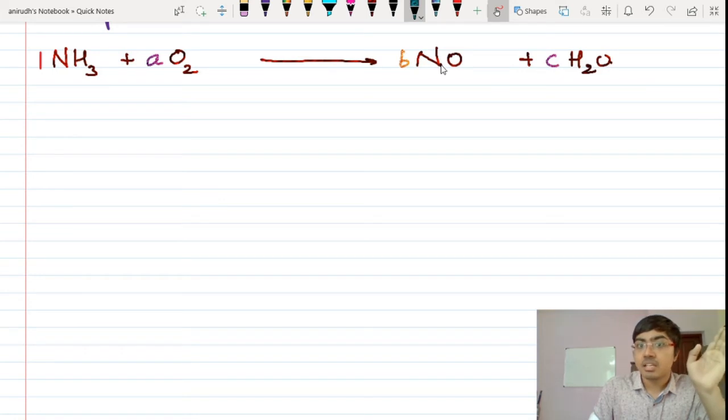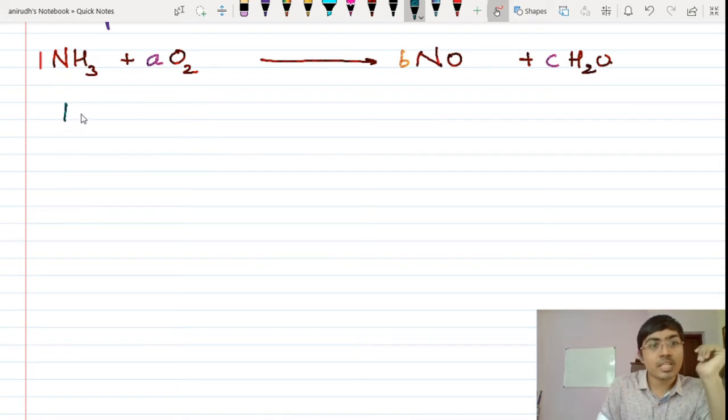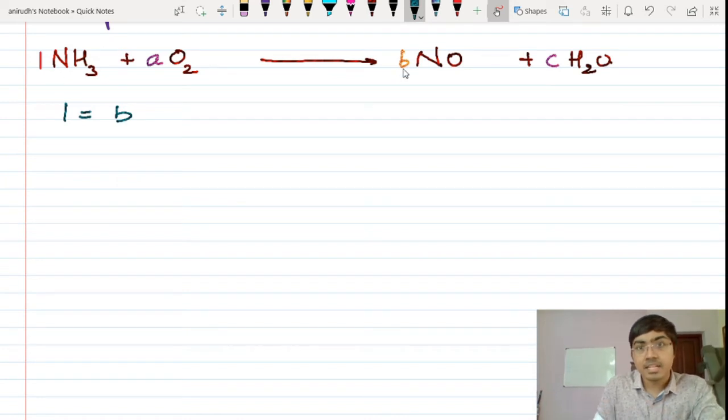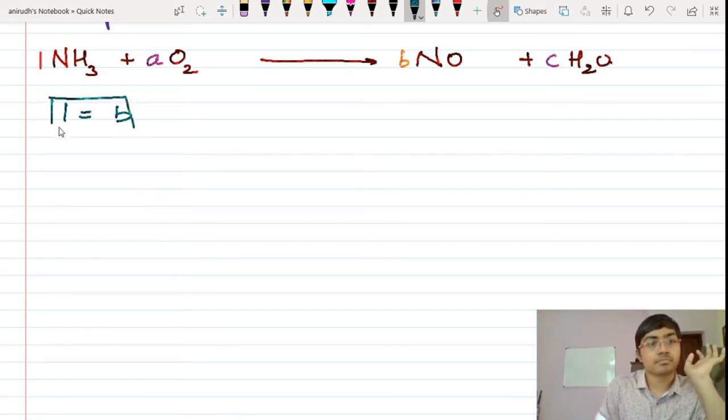The number of nitrogen atoms in B molecules of nitric oxide will be B. So I will simply equate both of them. So 1 is equal to B. Here one nitrogen atom is present, here B nitrogen atoms are present. By the principle of atomic conservation, on both sides the number of atoms is constant. So first of all we got what B is.